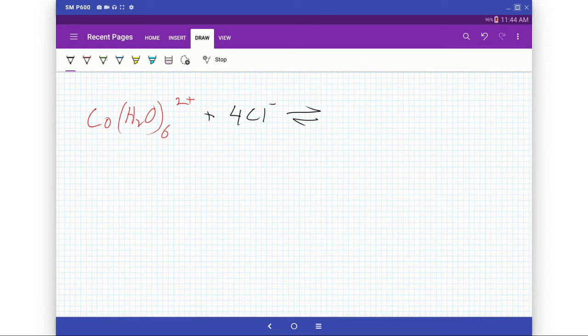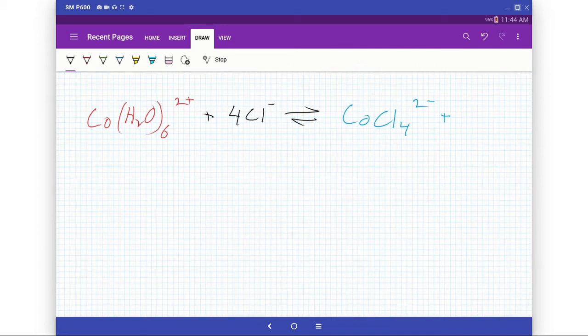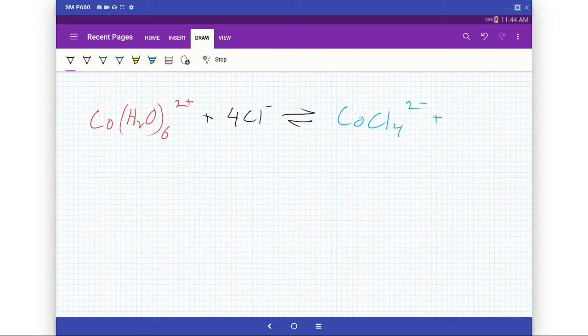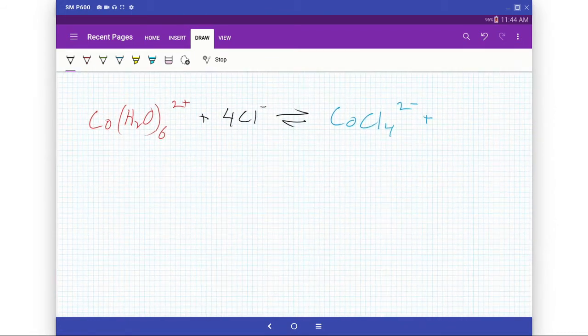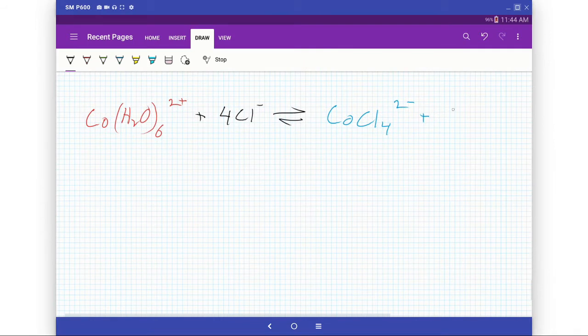So that hexaaqua cobalt complex is, as presented here, a red solution, and the tetrachloro cobalt complex is blue in color. And it is slowly catching up.